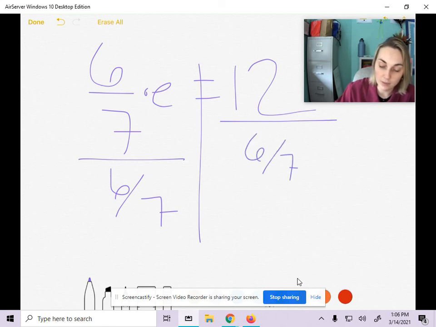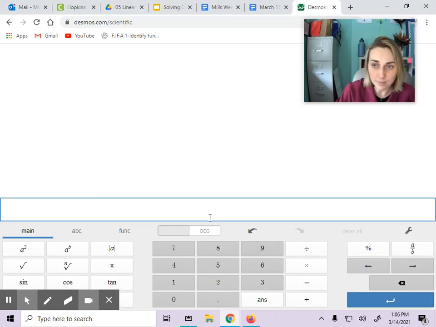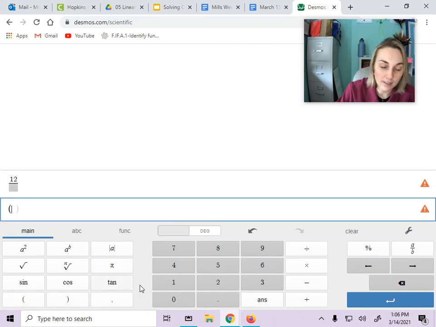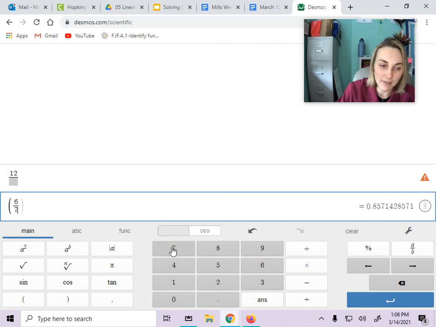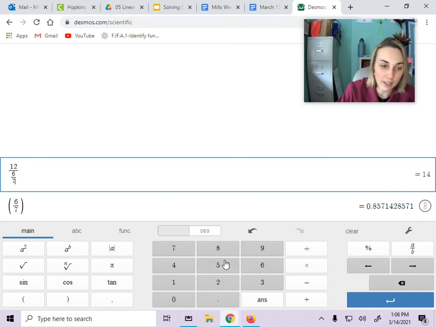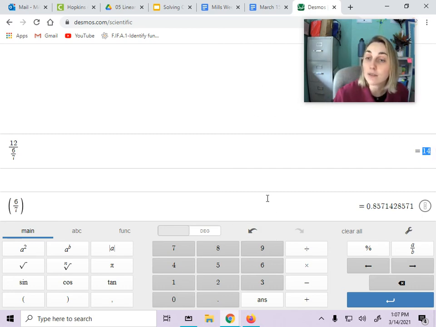6 over 7. And if you struggle with this, I would recommend using a calculator in order to solve this. Again, the calculator that I want y'all to use, especially practice with before K-Prep, is this Desmos calculator right here. And again, we can just do 12 and have that divided by 6 divided by 7. And again, I want this to be 6 over 7, I guess. Yeah, I guess that would work. And this would be equal to 14, okay? So 12 divided by 6 over 7, the fraction, is going to give us 14.